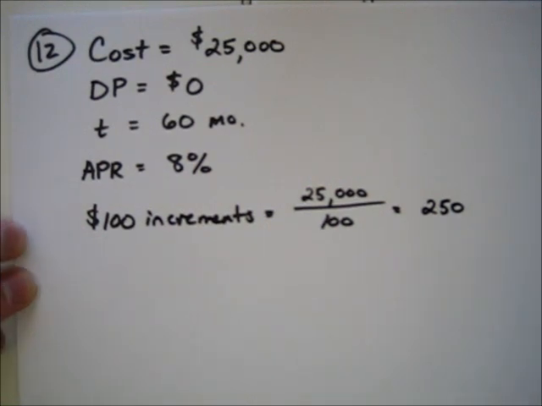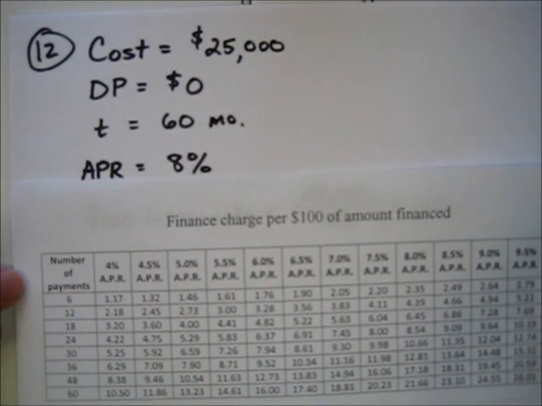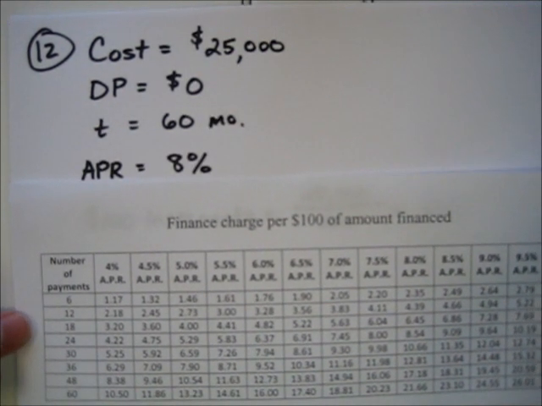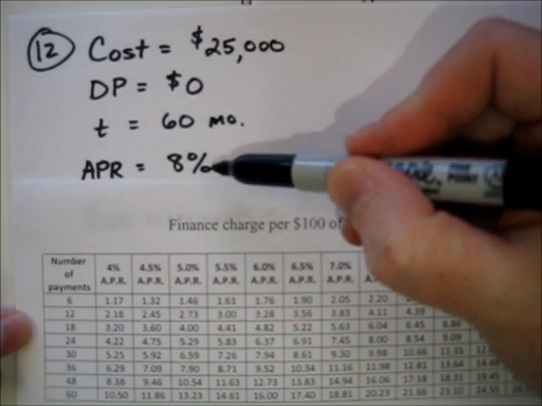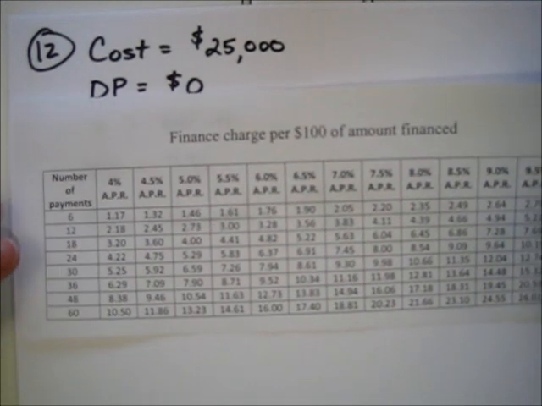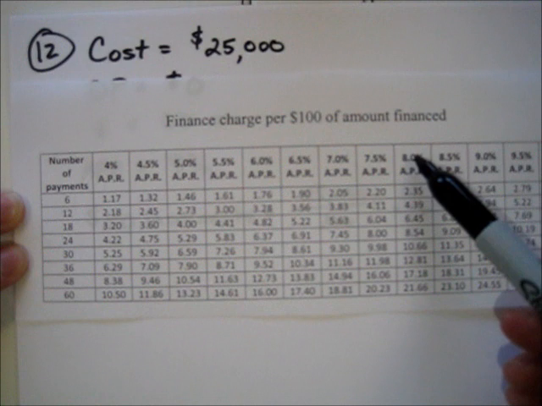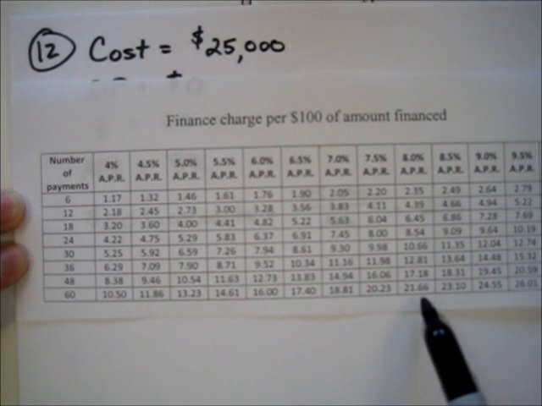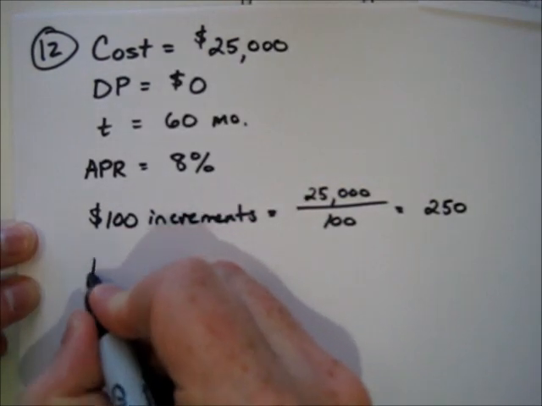Now, back to the chart. Each one of those $100 increments is going to cost us a certain amount. How much is based off the table. We know it's a 60-month loan at an APR of 8%. So we find those two numbers on here. 60-month loan, APR of 8%, match up those two numbers and we find 21.66. So this is a dollar amount. Each one of those $100 increments will cost him $21.66.